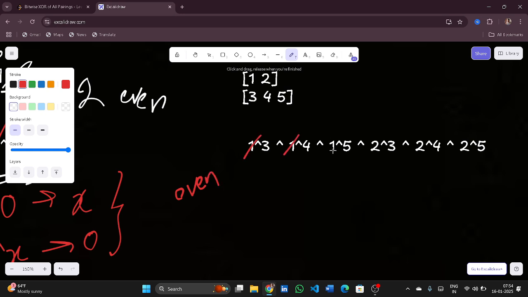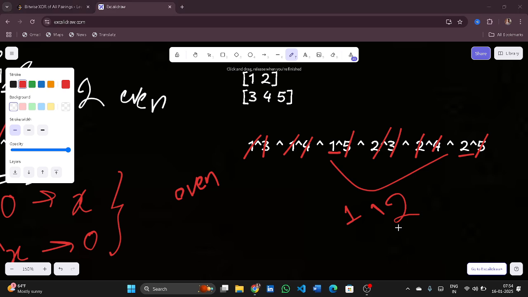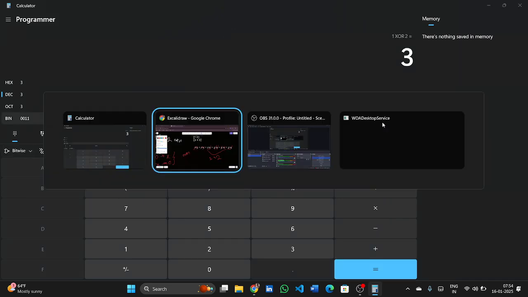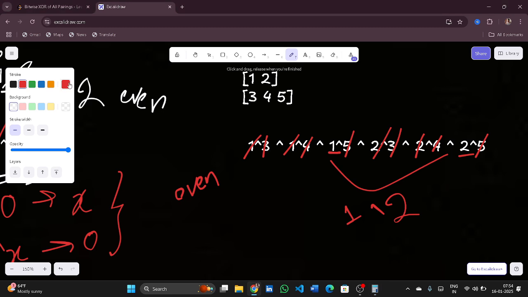So here I got 1, and there is only 1 here. So 3 and again 3, 4 and again 4, right? 5 and again 5, 2 and 2 here. So these are cancelled out. Only 1, 2 is remaining. So 1 XOR 2. This is our answer. Let me open this calculator again. So 1 XOR 2 will give you 3. So for this 3 is the answer.